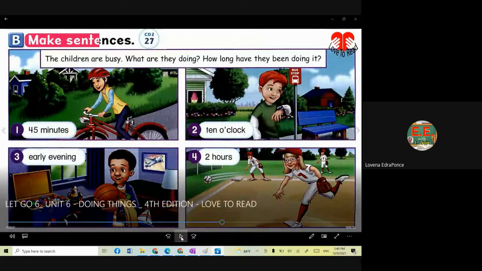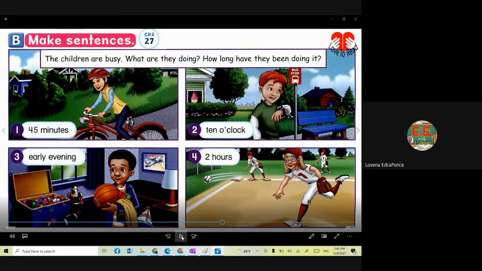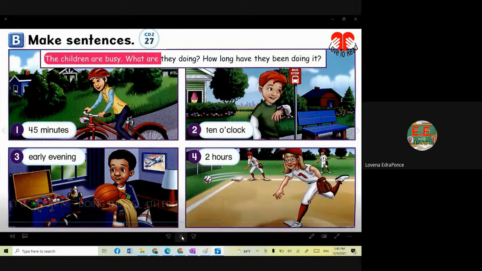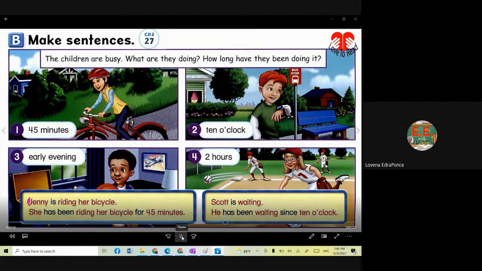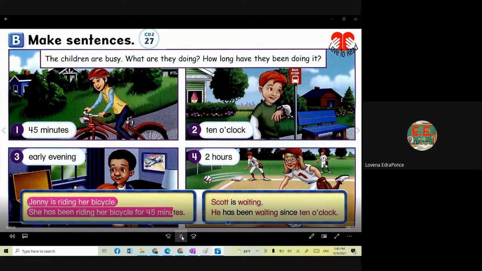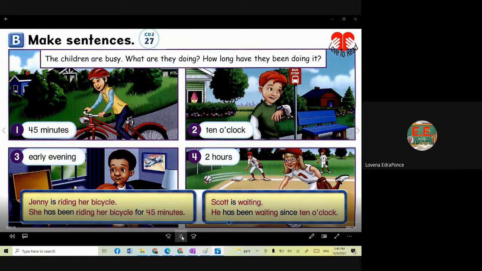Make sentences. Page 52. B. Make sentences. The children are busy. What are they doing? How long have they been doing it? Jenny is riding her bicycle. She has been riding her bicycle for 45 minutes. Scott is waiting. He has been waiting since 10 o'clock. Number 1.